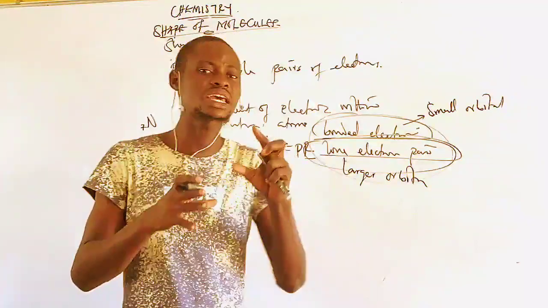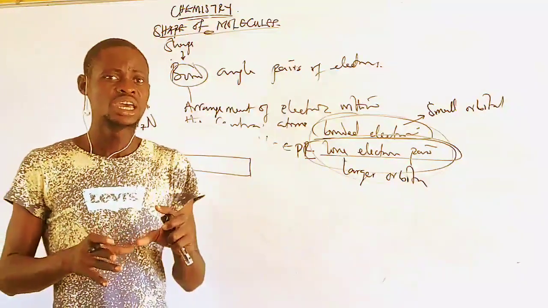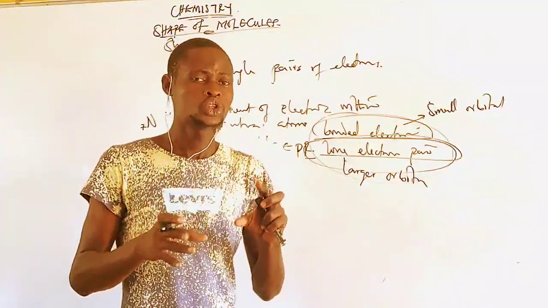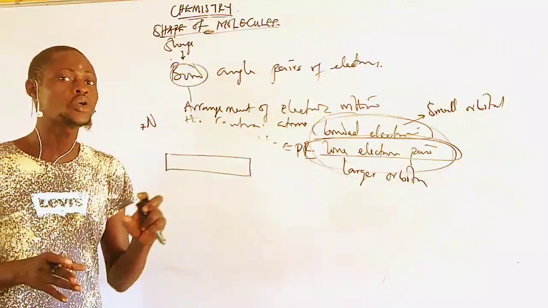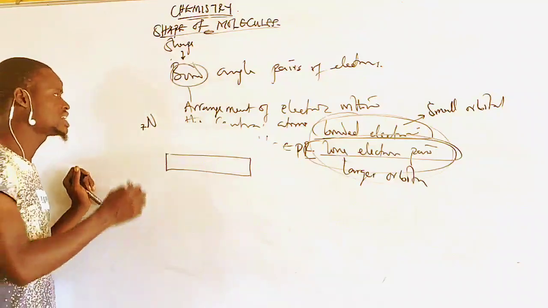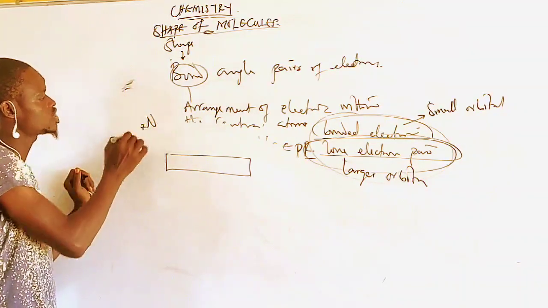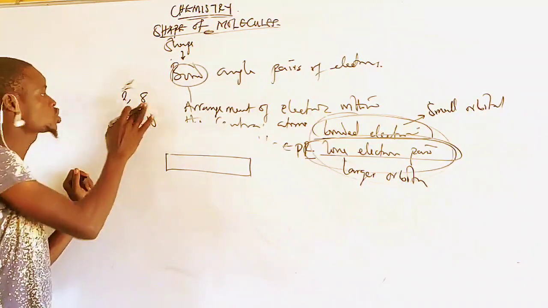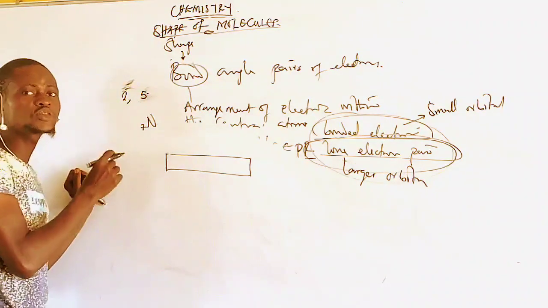So it makes the arrangement of the molecule to be what? To be sometimes based on their own arrangements. I want you to get it like that. Now, nitrogen has the electronic configuration of 2, 5. 2, 5 to make 7.